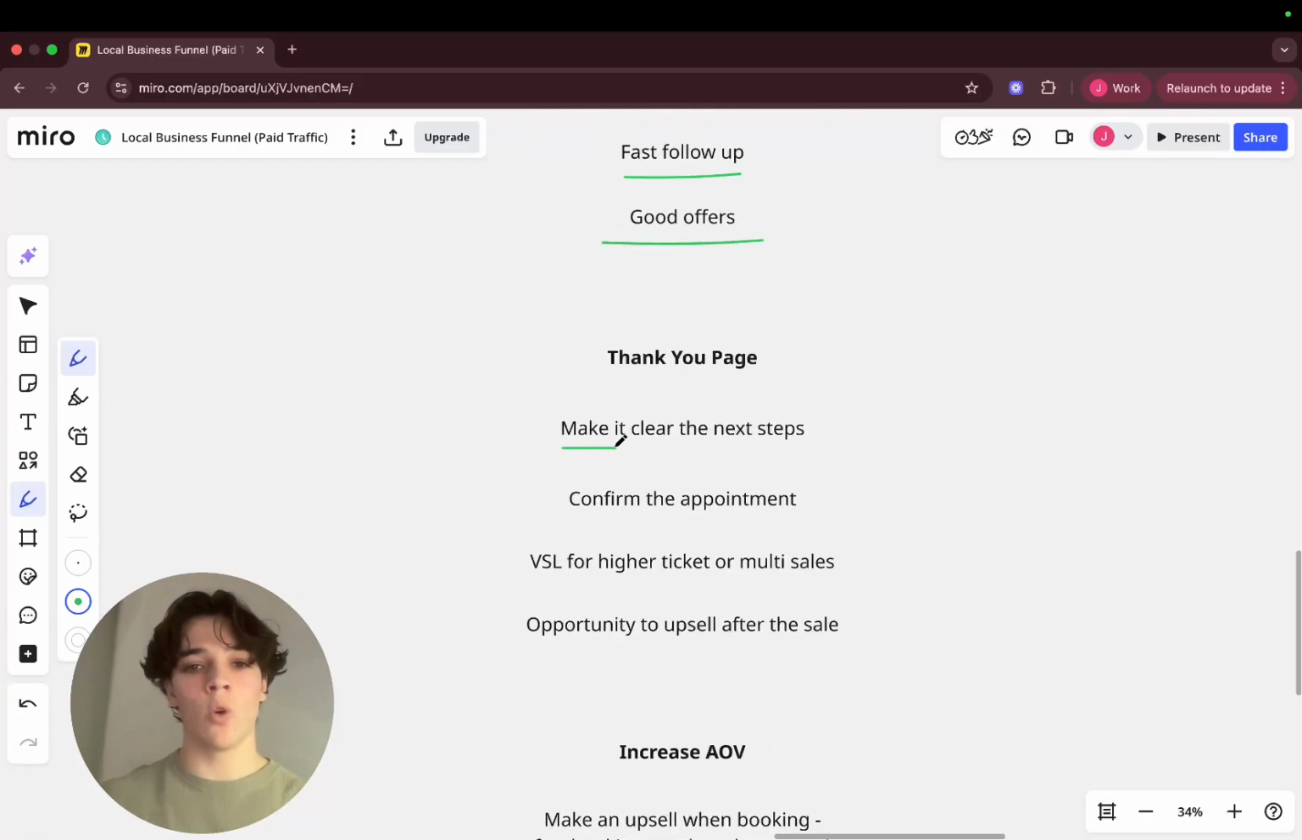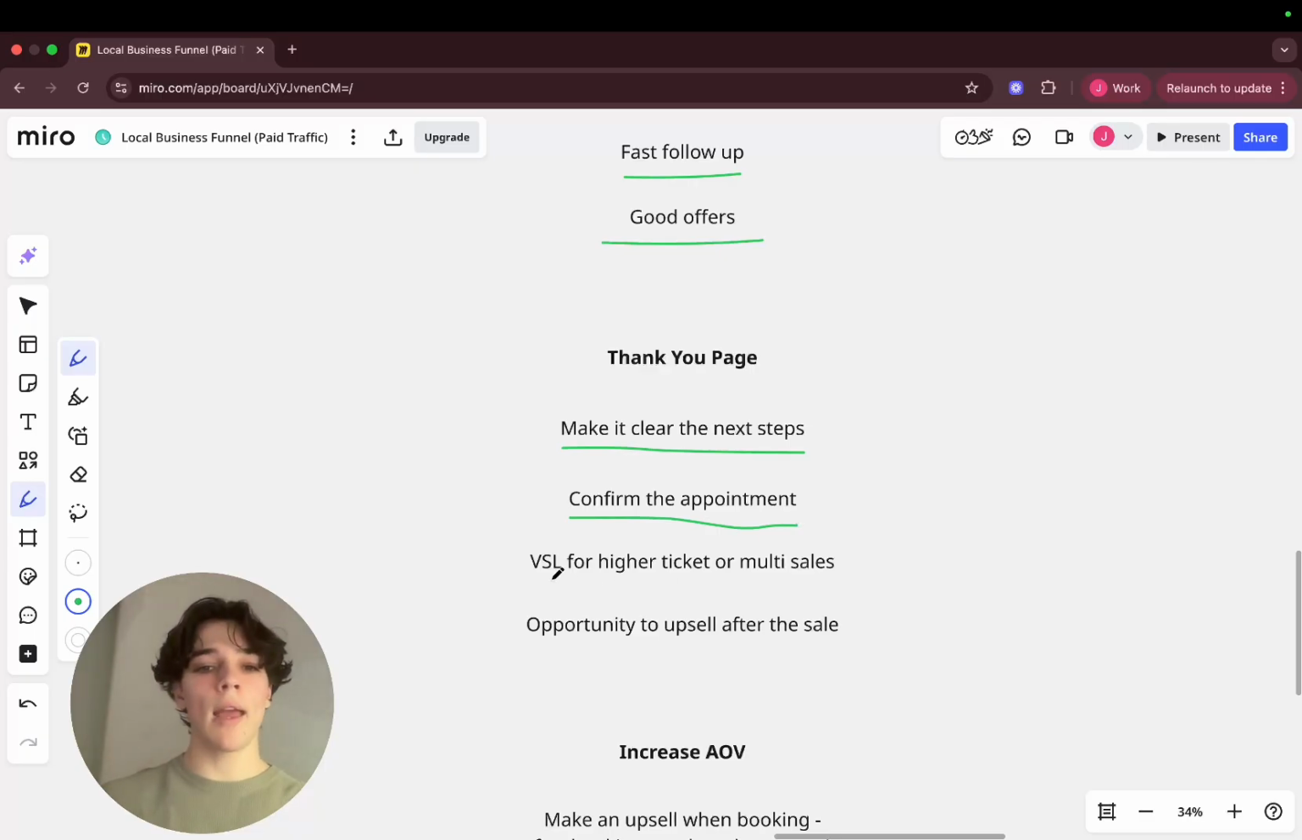And you need to make sure it makes the next steps clear. So basically, if they book in, it makes them know exactly what has to be done between now and when they come in for their consultation. You know, like if it's a restaurant, obviously there won't be many next steps, like here's the time, here's the address, see you there. But if it's something where they need to actually do something, you need to make it clear to them. You also want to confirm the appointment both on the page and send them an email or an automated SMS so that they can actually remember where it is and they can have the time there ready to go.